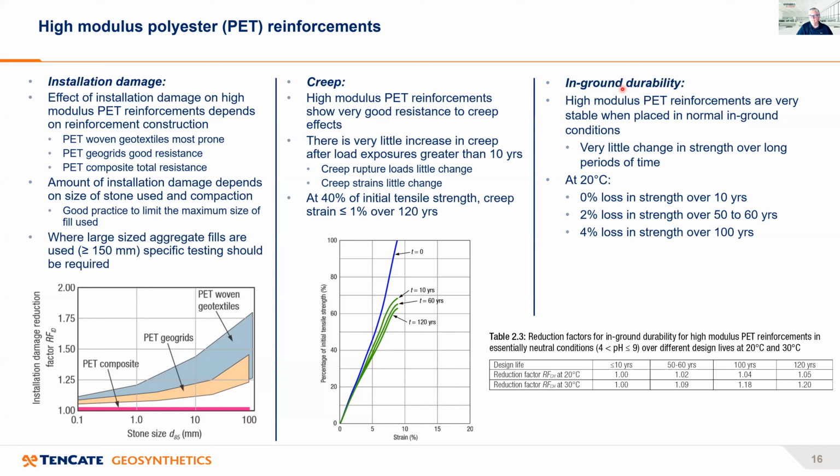Now, the third factor here is in-ground durability. And high modulus polyester reinforcements are very stable when placed in normal in-ground conditions. Very little change in strength over periods of time. You can see in the table below, the reduction factor at 20 degrees C, which is normal ambient soil temperature. Less than 10 years, no change. 50 to 60 years, 2% change. 100 years, 4% change. And 120 years, 5% change. So very little change in time, and these materials are very durable.